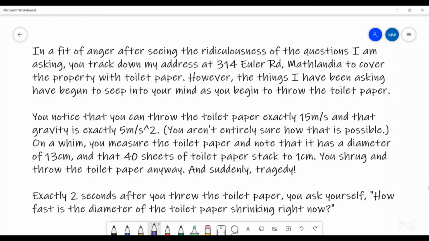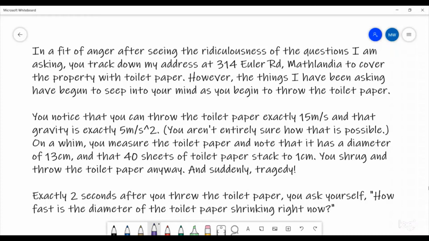And then suddenly, tragedy strikes. Exactly 2 seconds after you threw the toilet paper, you ask yourself, how fast is the diameter of the toilet paper shrinking right now? And then you pale. Oh no. I have become the math problem.